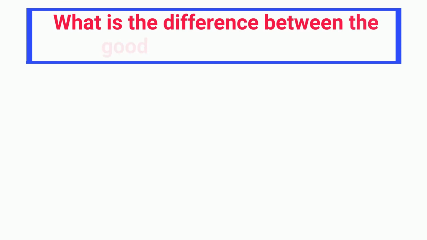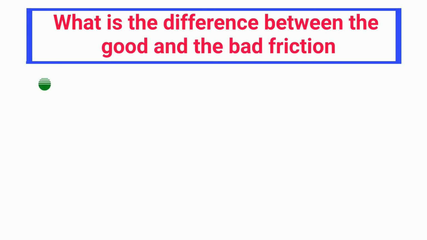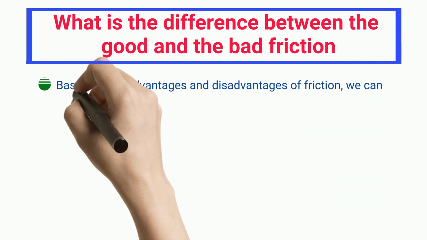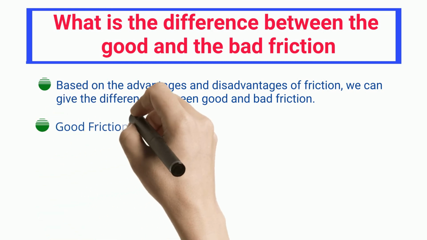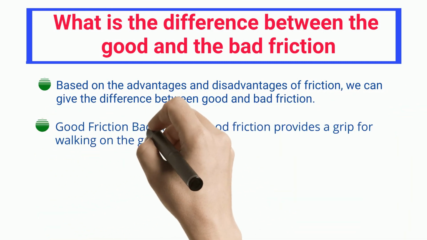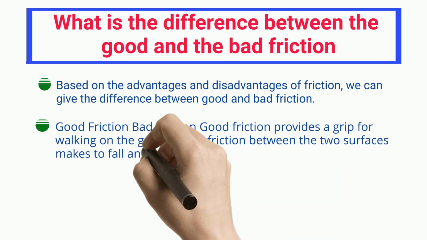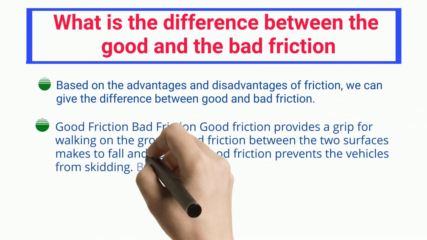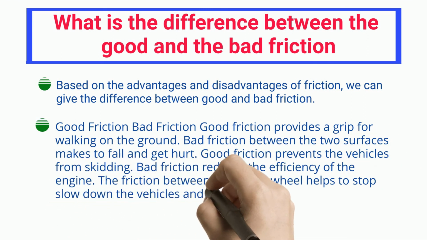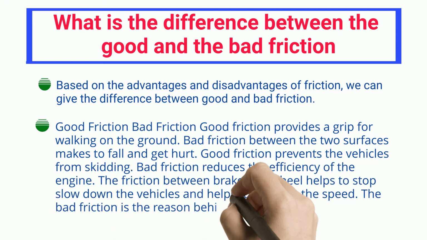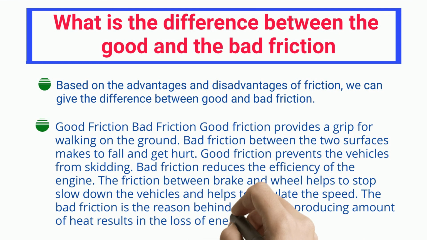What is the difference between good and bad friction? Based on the advantages and disadvantages of friction, we can give the difference between good and bad friction. Good friction provides a grip for walking on the ground. Bad friction between two surfaces makes you fall and get hurt. Good friction prevents vehicles from skidding. Bad friction reduces the efficiency of the engine. The friction between brake and wheel helps to slow down vehicles and regulate the speed. Bad friction is the reason behind the excess amount of heat produced, which results in the loss of energy.